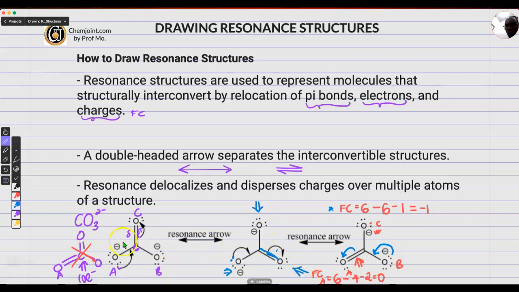And if you want to go back to where you started, it's quite simple. You'll want to take this back in, and then the pi bond is going to be given back to this oxygen. You will get back this structure. See, they are all resonating, all interconverting amongst themselves.